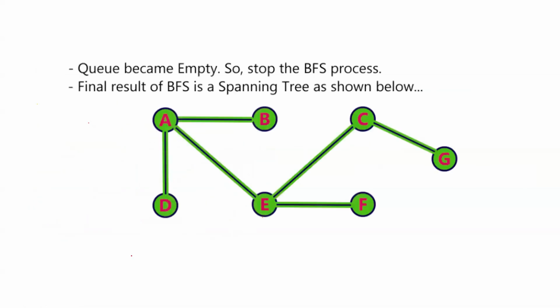So the outcome is like this. See, when the queue becomes empty, we stop the BFS process. The final result of the BFS is a spanning tree, as shown. So we can see here we don't form any loop. We've covered all the vertices of the graph.